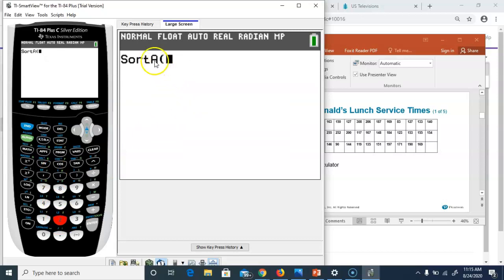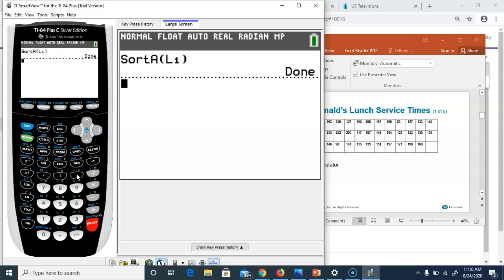Okay, and it's going to bring this up on the screen, and we need to tell it what data set we want to sort. So we're going to go to L1, and on your calculator, L1 is above the number 1 key. So we'll do second and 1, and that's going to bring up L1. We'll close the parenthesis and press enter, and it's going to say done.